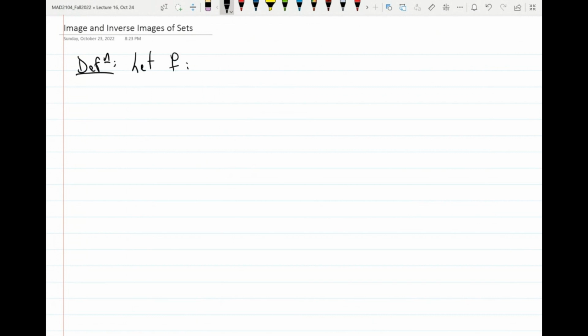Let f from A to B be a function. So when I write this down, I'm already implying that there are two sets, set A and set B, and A is a domain and B is a codomain. Just by writing this, all of this is already in place. I don't have to say let A and B be sets, blah blah blah. Okay, so we have a function from A to B.